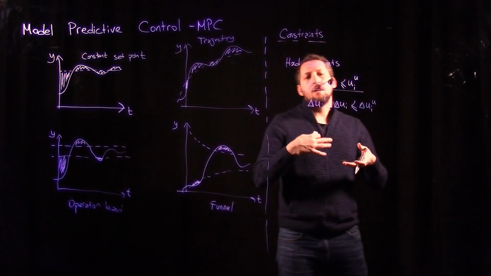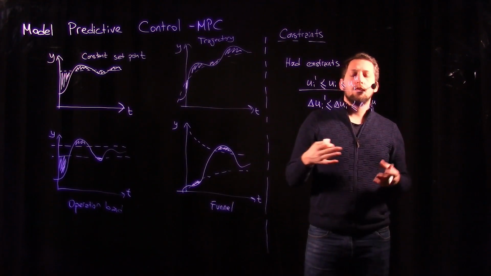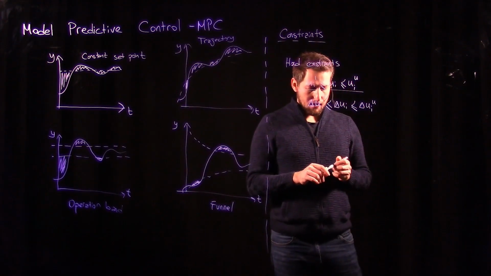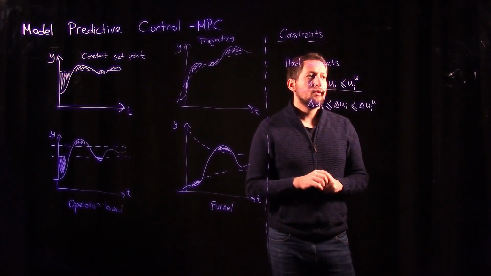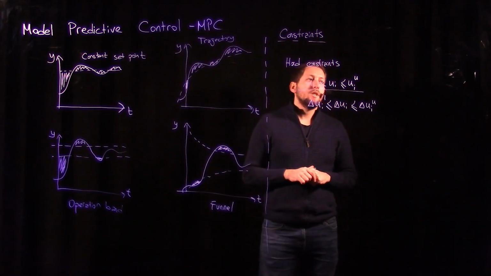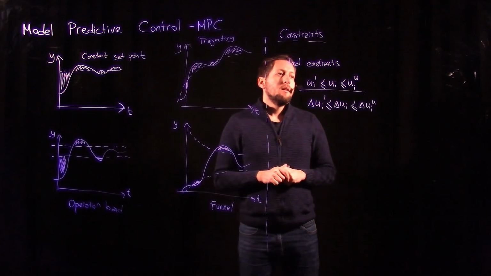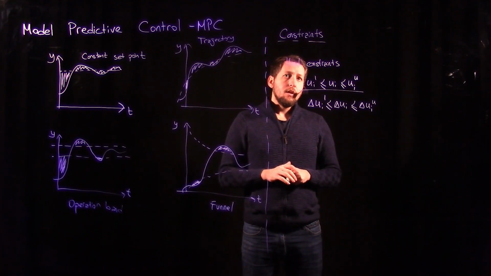So this means that, for example, if you have a pump and you don't want your pump to make reactions in an aggressive manner, you can also set these kinds of constraints on your system.